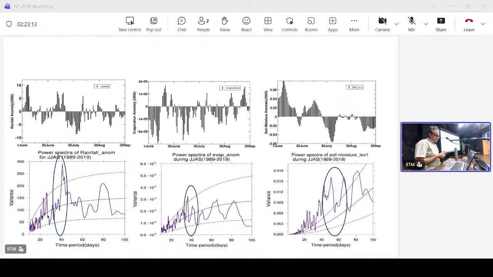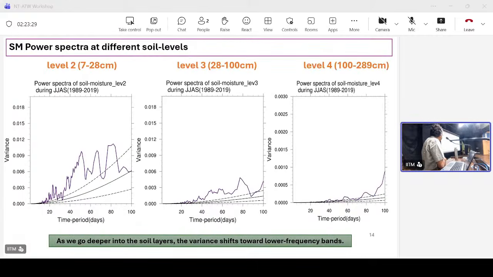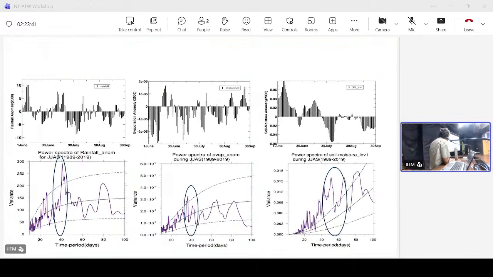Now coming back to the dynamical part again, these are some of the ways we show the rainfall, and then we show the power spectra for different years. So every year we see some peaks in the intraseasonal oscillations. Similarly, if you see the soil moisture at different levels, level 1 is the 0 to 7 centimeter. So you see the intraseasonal peaks which are more or less conforming to the rainfall.